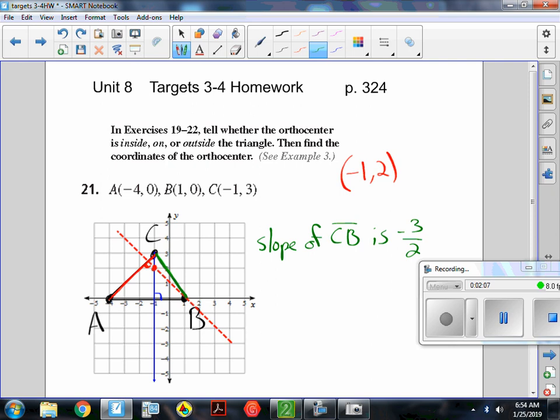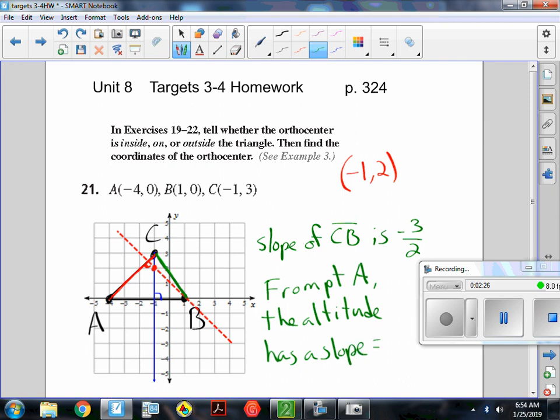Point A is across from there, so from point A, the altitude is going to have a slope that is the opposite reciprocal of -3/2, which equals +2/3. So from A, I'm going to go up 2 over 3, and that becomes my altitude from A. And so I can see that the orthocenter is inside the triangle at -1, 2.